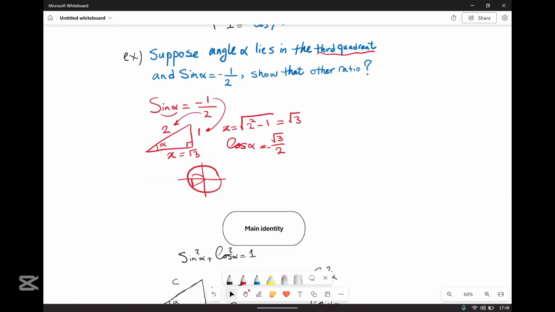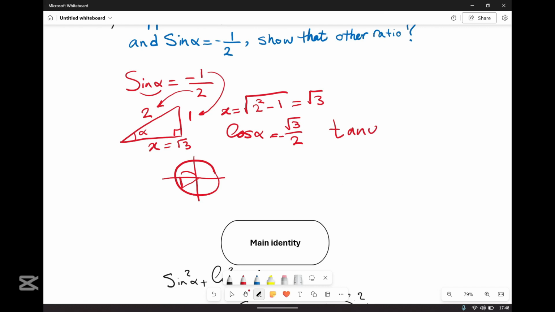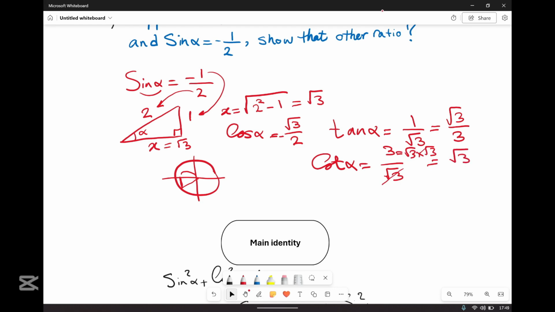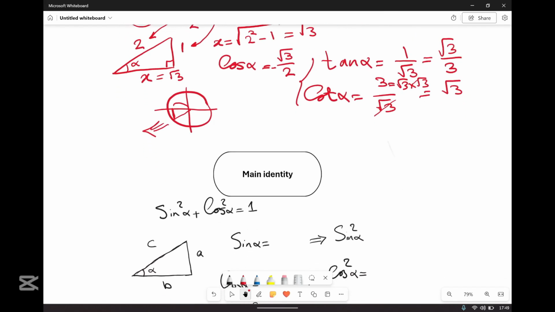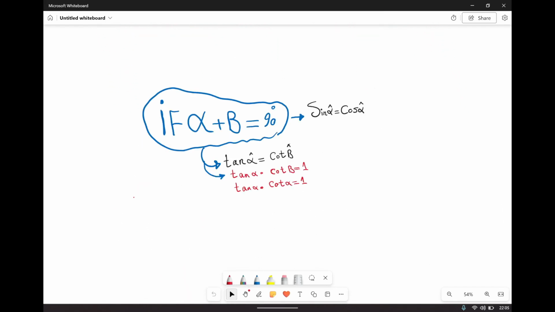In the other one, the tangent of alpha is opposite divided by the square root of 3, and if you write it better, it is the square root of 3 divided by 3. But cotangent of alpha is the flip side of tangent, which is 3 divided by the square root of 3. If we write this, we can cancel, and the answer is the square root of 3. They are positive, yes, because in the third quadrant tangent and cotangent are positive, but sine and cosine are negative.